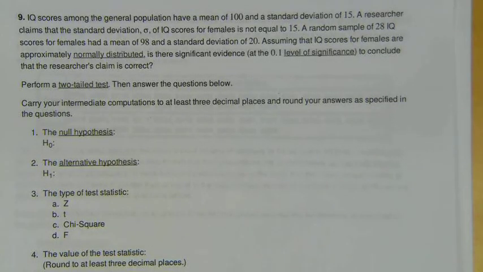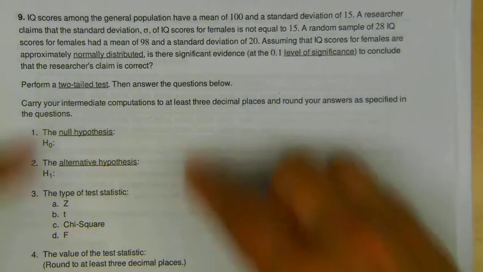All right, so from Alex, we have: IQ scores among the general population have a mean of 100, a standard deviation of 15. A researcher claims that the standard deviation sigma of IQ scores for females is not equal to 15. A random sample of 28 IQ scores for females had a mean of 98 and a standard deviation of 20. The IQ scores for females are approximately normally distributed. Is there significant evidence at the 0.1 level of significance to conclude that the researcher's claim is correct?